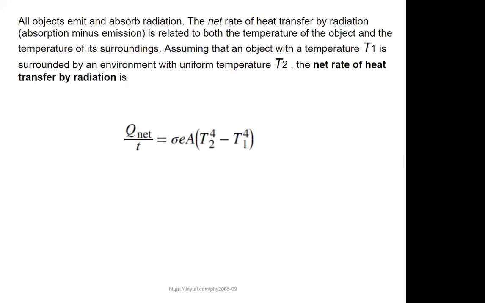And as I said, at the same time the object will receive radiation from the surroundings. So if the object has temperature T1 and the surrounding has temperature T2, then the net heat transfer by radiation is given in this equation. In that case, if T2 is greater than T1, then the object receives heat overall. Otherwise, it gives out heat.